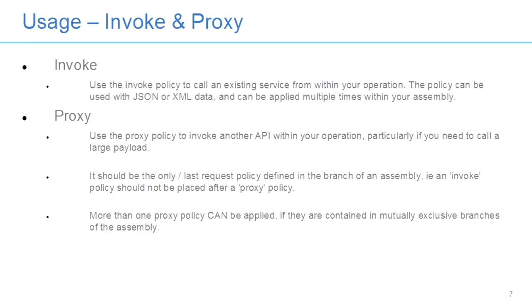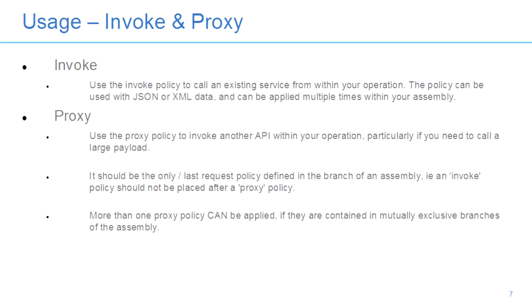So looking at invoke, with the invoke policy, you can call an existing service from within the operation within the assembly. And the policy can be used with sort of JSON or XML data. I think it does also retrieve text data and binary data, but some of the other policies won't be able to utilize that further on in the flow.